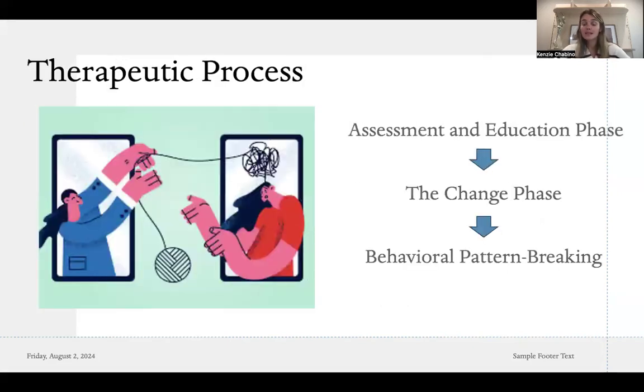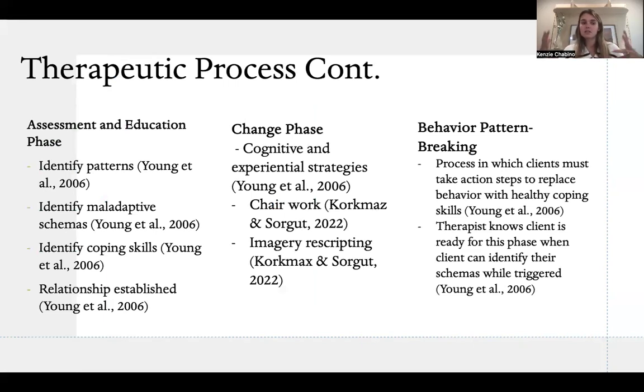So the therapeutic process, there are 3 phases. There's the assessment and education phase, the change phase, and the behavioral pattern breaking phase. In the assessment and education phase, the therapist is identifying patterns, maladaptive schemas, and coping skills by listening to the client, doing intake, learning how this client sees the world and how they see themselves, while also establishing that relationship. So establishing that trust, so that when the therapist is ready to confront and the client is ready for the therapist to confront that schema, they trust the therapist to do so.